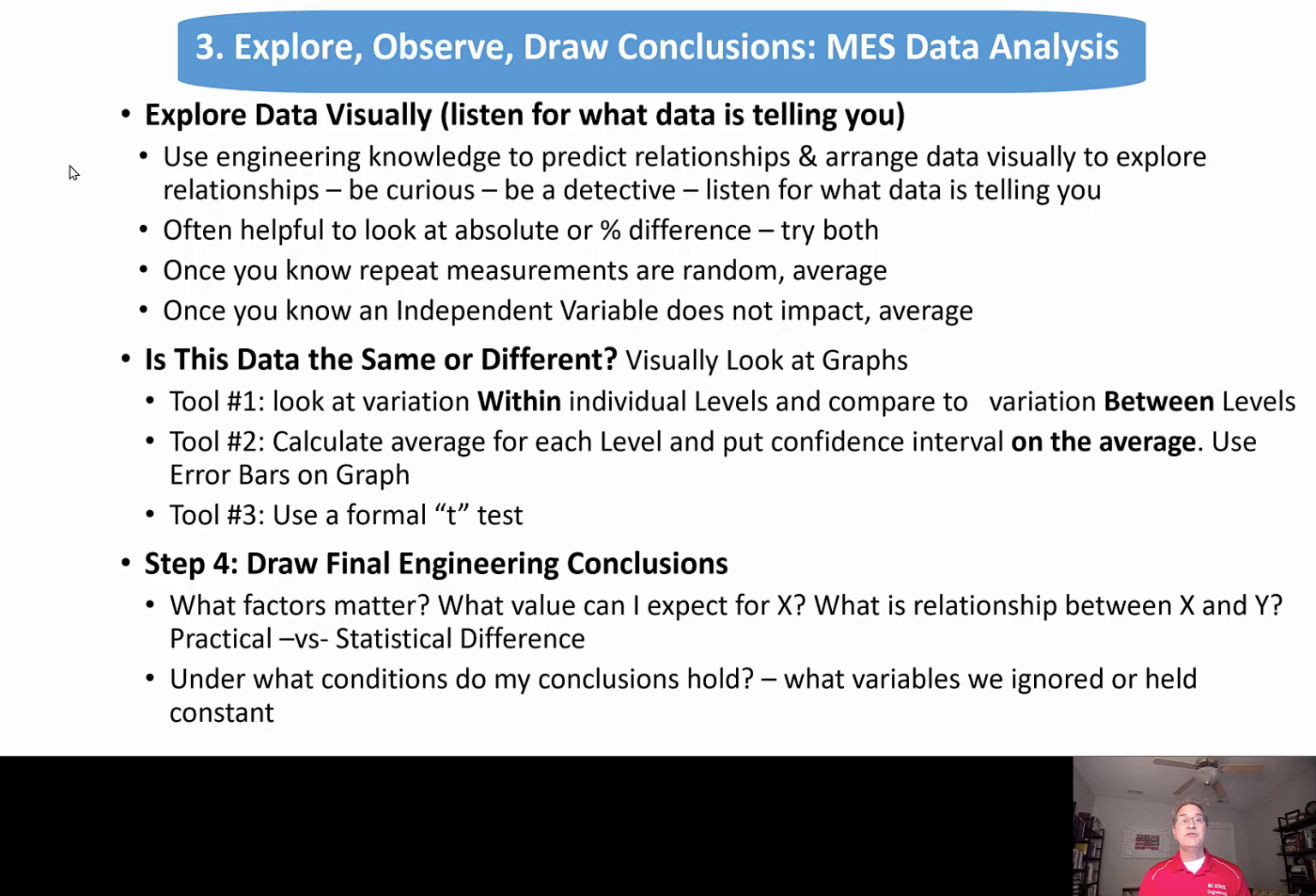Once you know your repeat measurements are random, you can average those and eliminate some of the noise in the data. Once you know an independent variable doesn't impact, remember you can average over that. We're going to see that again when we review how we handled set A and set B the same. And then number 2, is this data the same or is it different? That's what this video is really going to focus on.